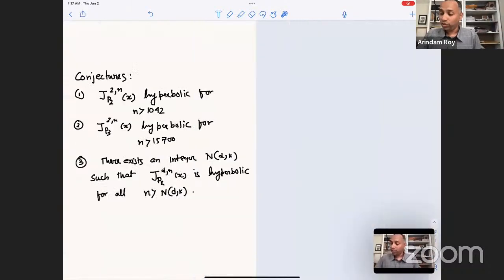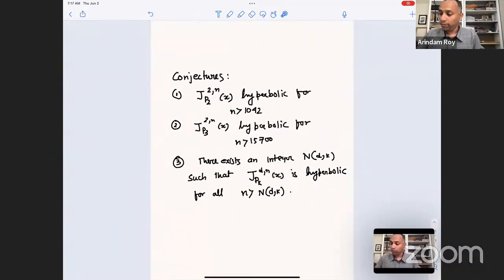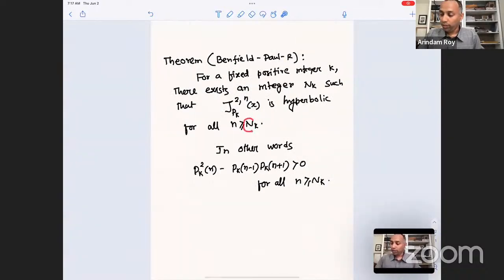The conjecture is saying it should be 1042. So proving for k equal to 2 that N_2 equals 1042 is still a conjecture. Numerically we also have that if we do degree 3, I think we are working on that. I don't want to say it is a theorem now, but I think we'll still be able to prove that for degree 3, it is also hyperbolic.